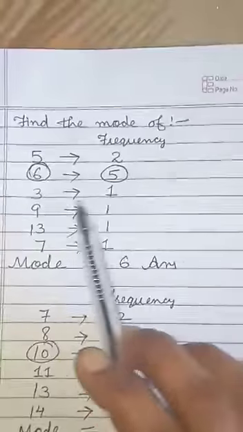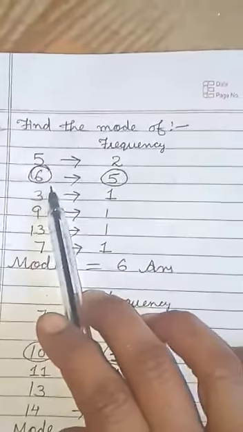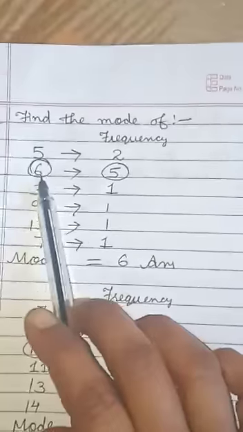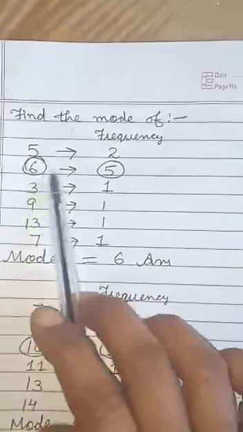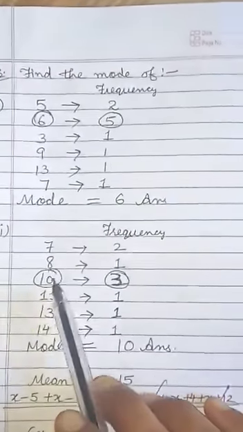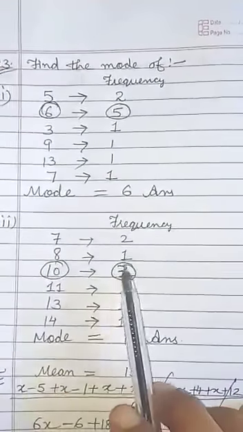So which number is coming the maximum number of times? That is 6. The number 6 is coming the maximum number of times, that is 5 times. What answer will come? 6. So what is the mode here? 6. In the same way, arrange the second part also. In the second part, number 10 is coming 3 times.